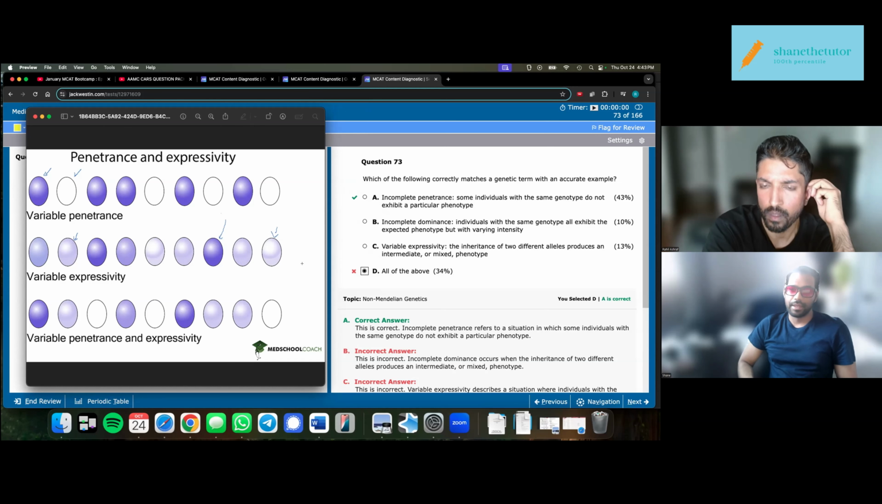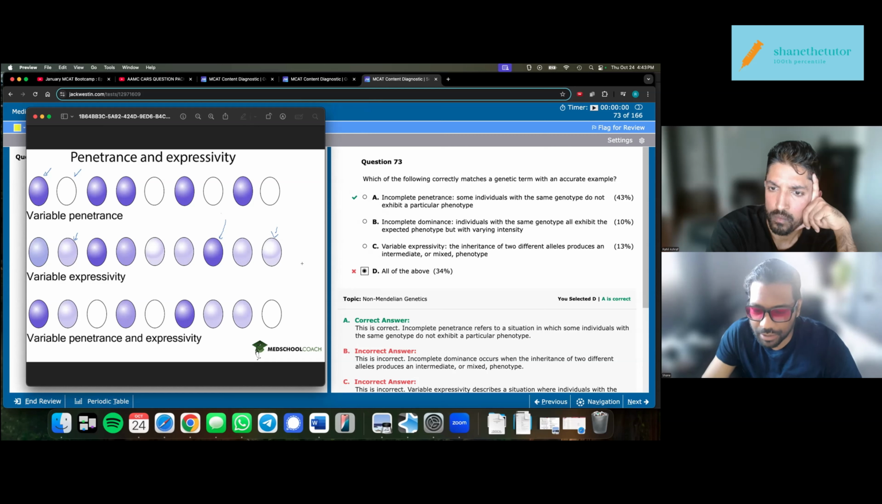All right. And then C says variable expressivity, which we know is just varying intensity. But what it says is the inheritance of two different alleles produces an intermediate or mixed phenotype. That would be your incomplete dominance then. So I think you just put them like this would be here, this would be there.